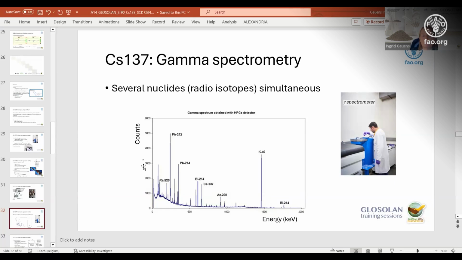The only pity thing for Cesium-137 is that it only has one gamma line, while for a lot of other isotopes you have different lines. And as you will learn during this part of the course, it can help in order to determine if you're really looking at the right isotope, that you have several other lines to check.